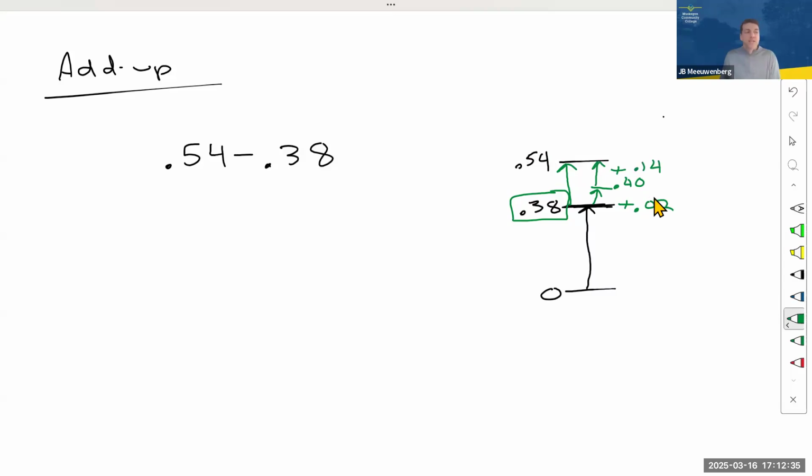0.14, 14 hundredths. So again, if we add 2 hundredths it gets us from 0.38 up to 0.4. And then if we add 14 more hundredths, it gets us from 0.4 or 0.40 up to 0.54. And so by doing these two consecutive addition problems and then combining their answer, we get 0.16 or 16 hundredths. That's our answer. That is the difference between 54 hundredths and 38 hundredths.